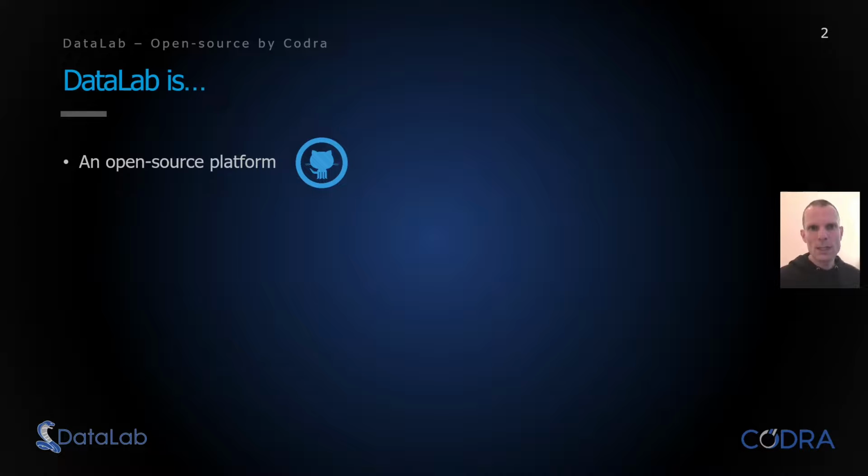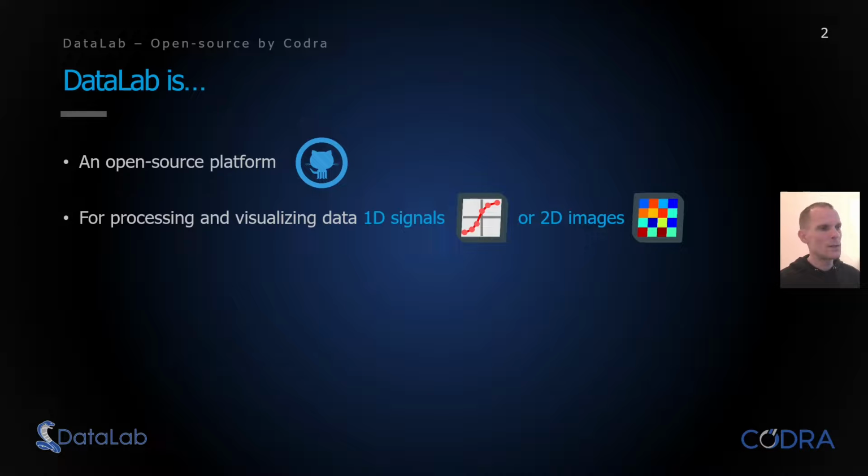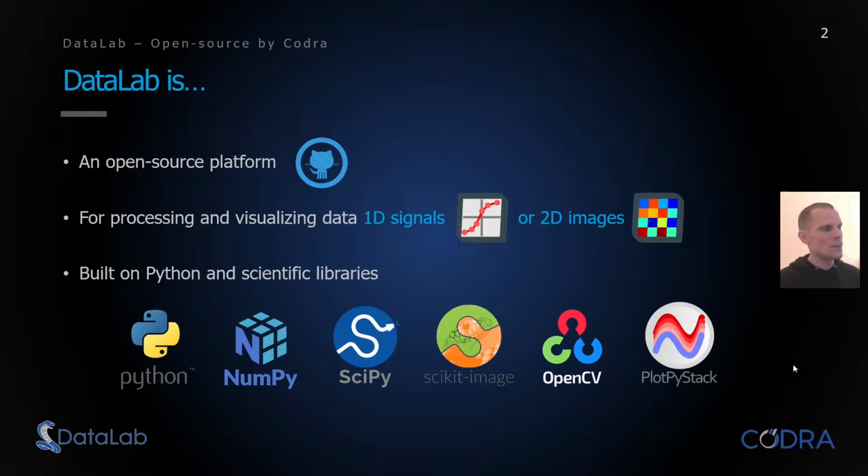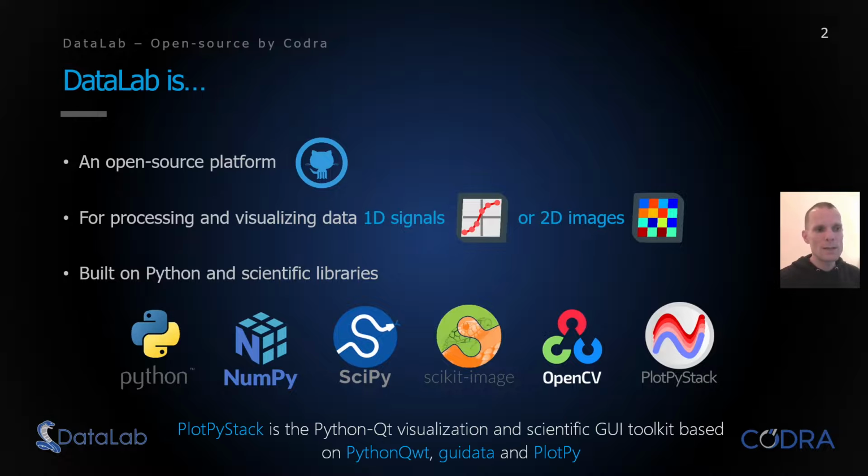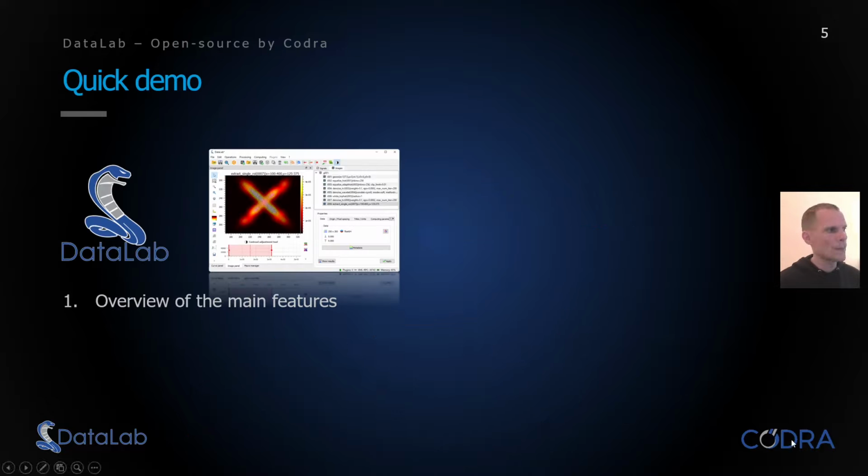So DataLab is a free and open source platform for processing and visualizing 1D signals and 2D images. It is written in Python and based on scientific libraries such as NumPy, SciPy, scikit-image or OpenCV. And it also relies on PlotPyStack, which is based on Qt graphical user interfaces. So let's start with the demo now.